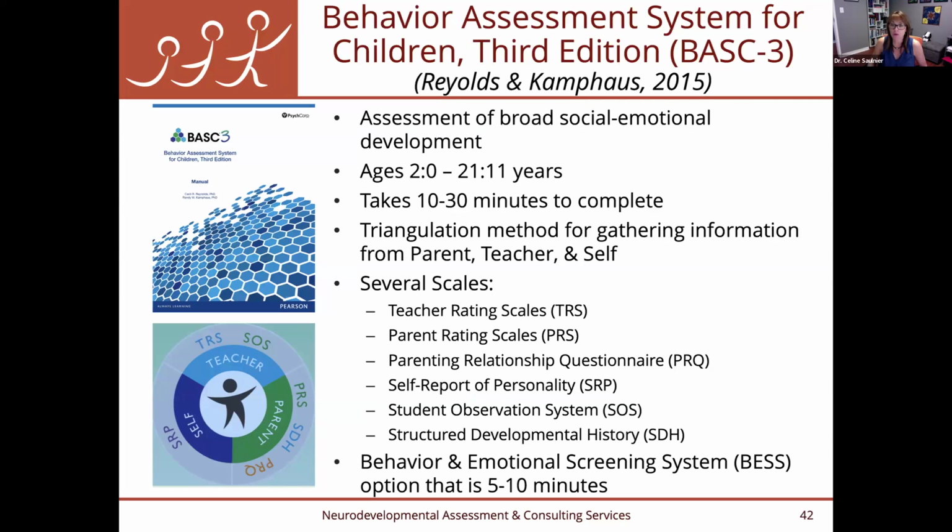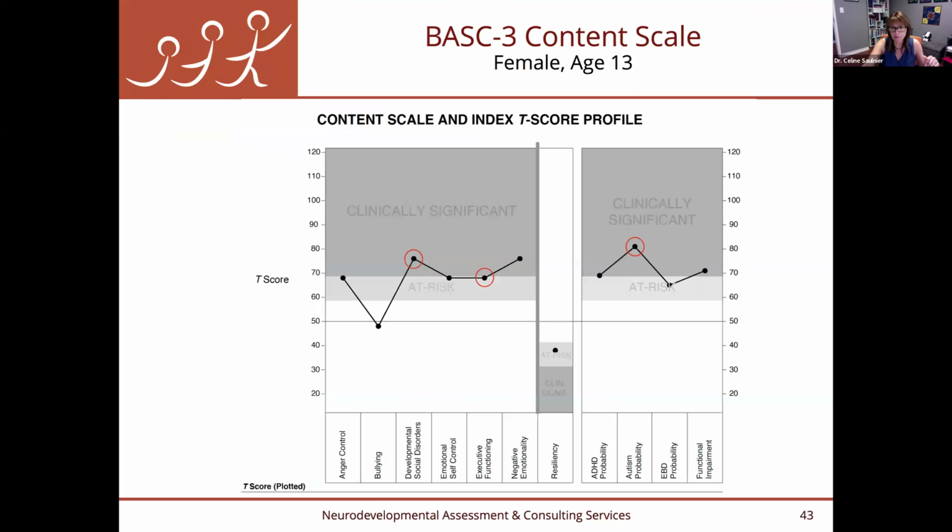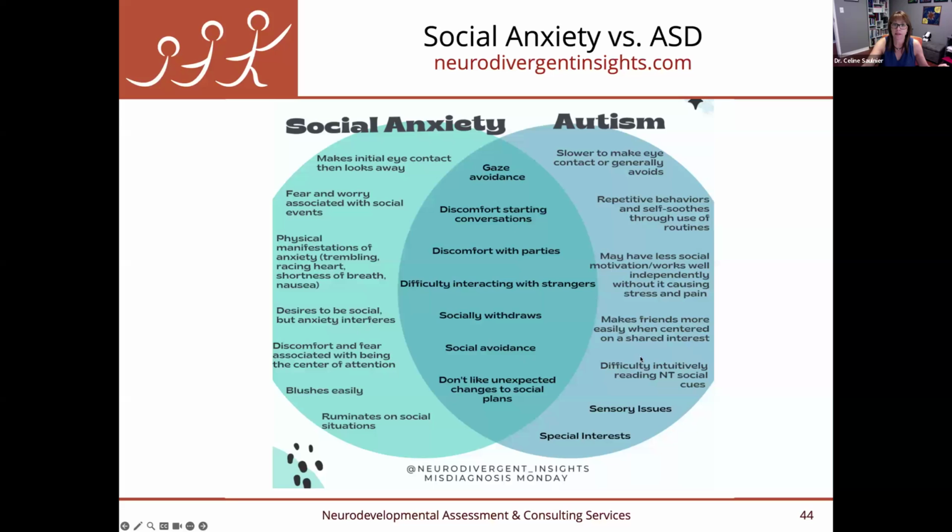I'll use the BASC or some other measures to look at profiles of self-regulation, anxiety, depression. I want to do a screening to see what I should be taking a deeper dive into. And what I love about the BASC, in addition to the clinical scales, you have your content scales. So this just helps. It's another tool in my toolbox. If I see the autism probability raised, but only autism, then that's helping me think one way. But if the ADHD is also raised, then are we looking at a differential versus a co-occurring?